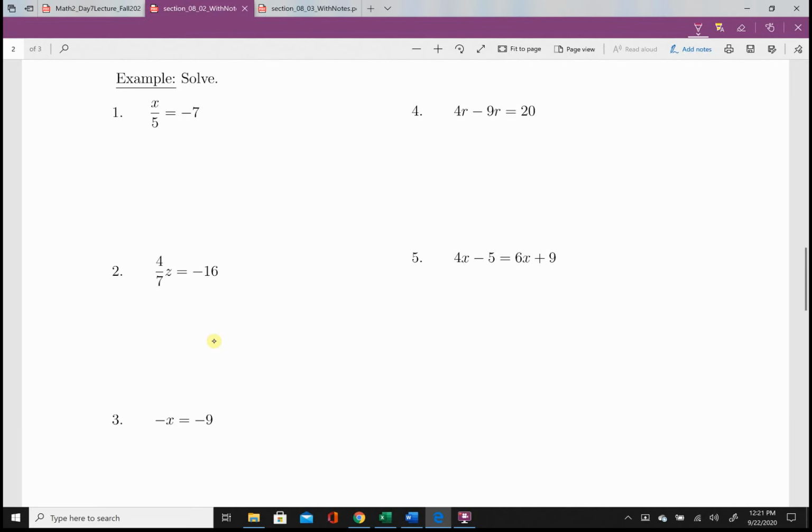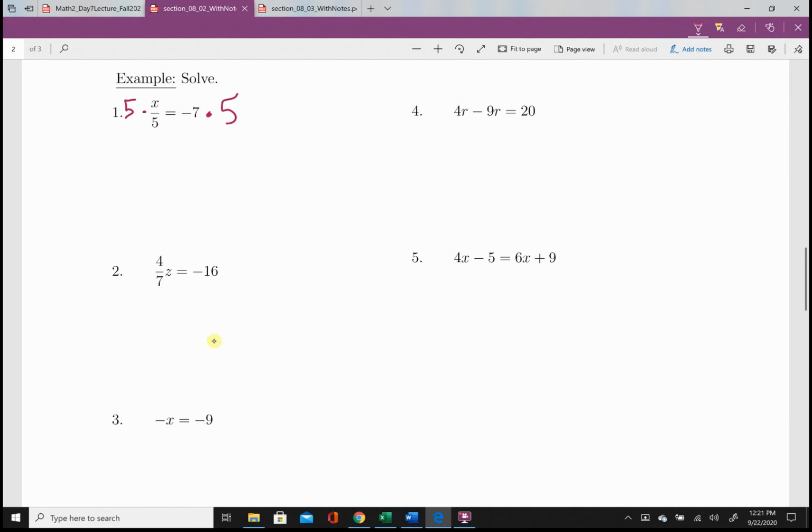Okay, but focusing on number 1, I'm going to recognize that the variable that I want to solve for, the x, at the moment is being divided by 5. So division by 5 is being imposed on x, and I want to undo that division by 5. So I'm going to choose to do it by multiplying both sides by 5. That will do it. So raised dot, 5 on both sides.